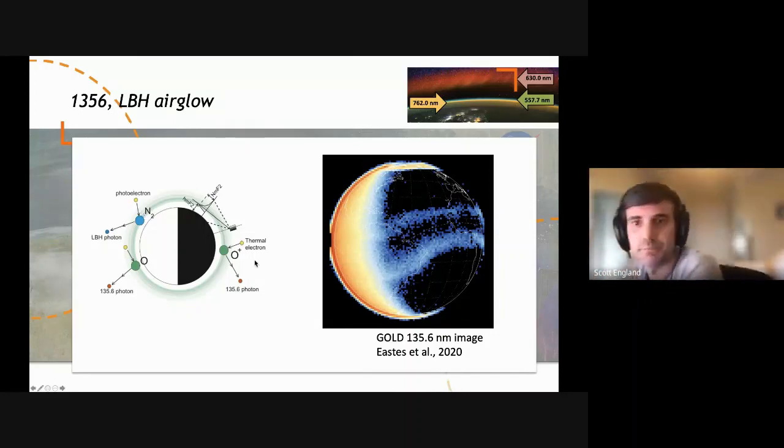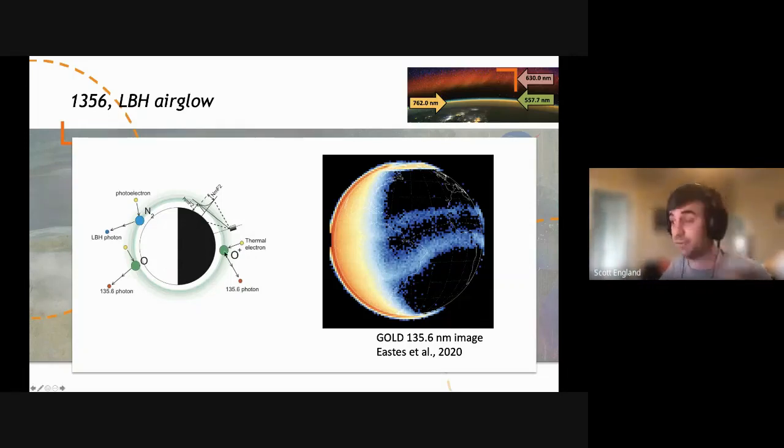During the nighttime, there's another process that dominates, and it'll only produce this 1356. What we have is some O+ ions, and if they find an electron and recombine, we can get an oxygen in an excited state. It can emit light at that same wavelength. And so at night, we often use this as a way of measuring the ionospheric O+.